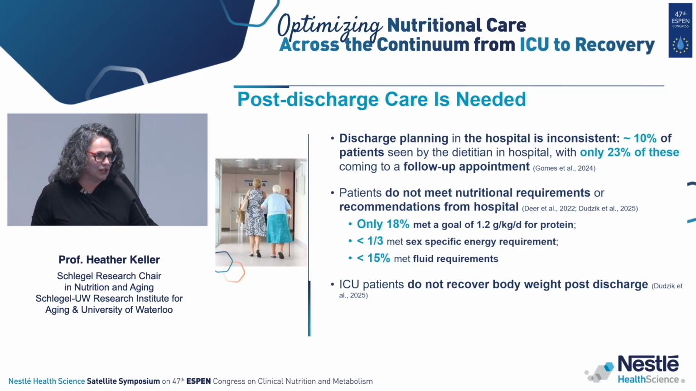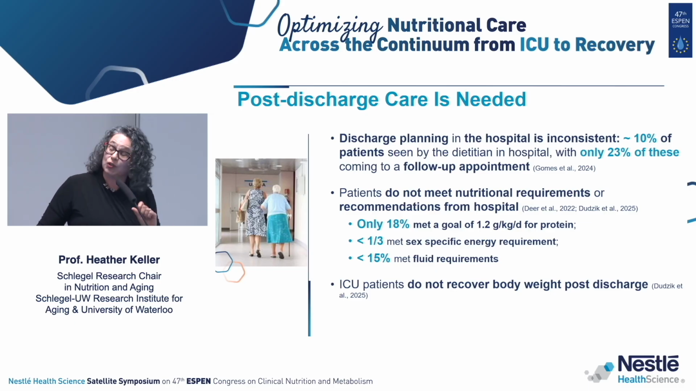The challenge is discharge planning is inconsistent. I'm sure it's this way in Canada, and I'm sure it's this way elsewhere as well. About 1 in 10 patients will see a dietitian in a hospital. And about 4 or 5 of those people will see a dietitian at a follow-up appointment. That's a huge number of people who've not seen a dietitian in a hospital and perhaps not received treatment. Patients also do not meet the nutritional requirements or recommendations from the hospital. So we might say, take 2 ONS a day, and that doesn't happen for a variety of reasons.